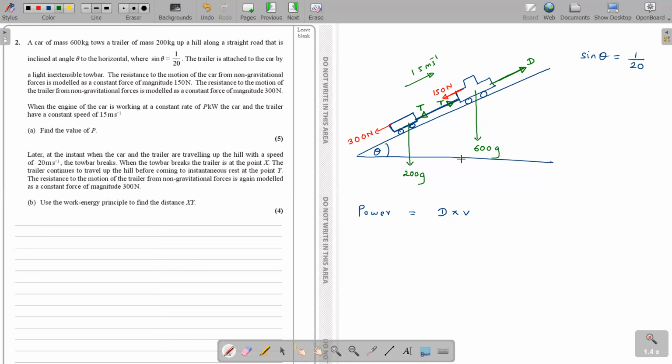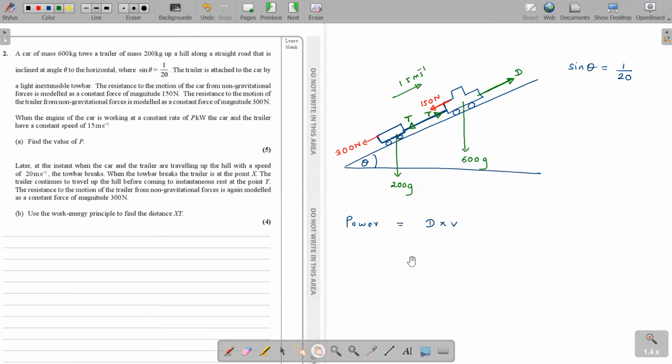And what else do we have? Complete the force diagram. We prefer to mark all our forces parallel to the plane and perpendicular to the plane. There's one more important force. Who is it? Friction. Friction, the non-gravitational forces, must be marked. Who else? We need to get the weight components. We don't work with the horizontal. In addition to that, we also have the normal reaction acting on the car.